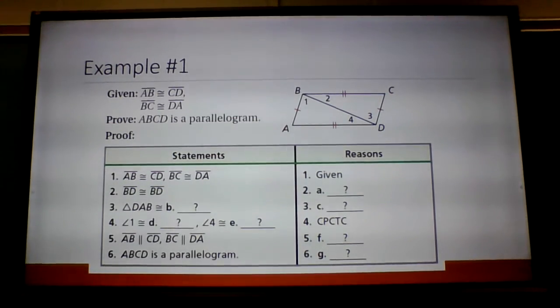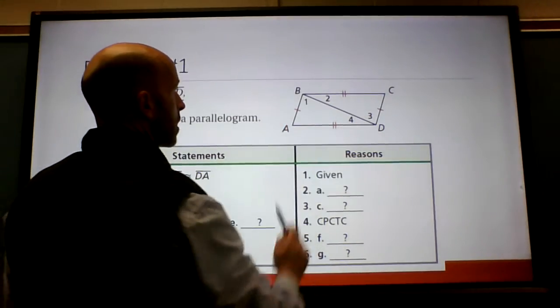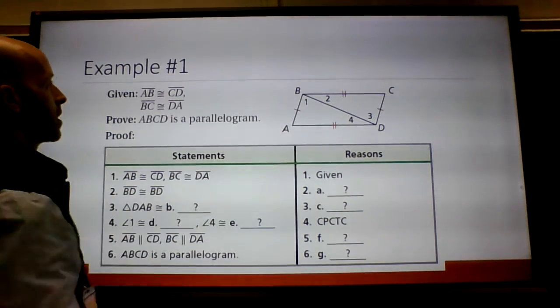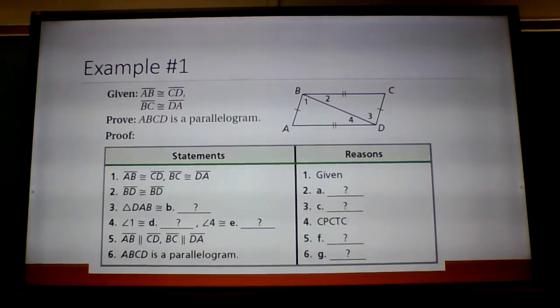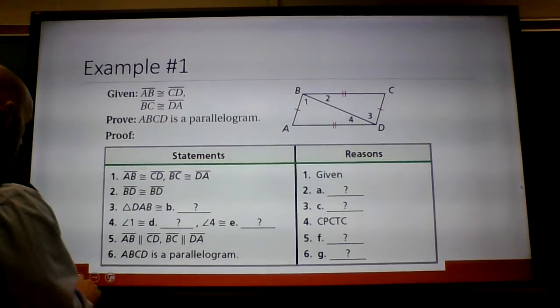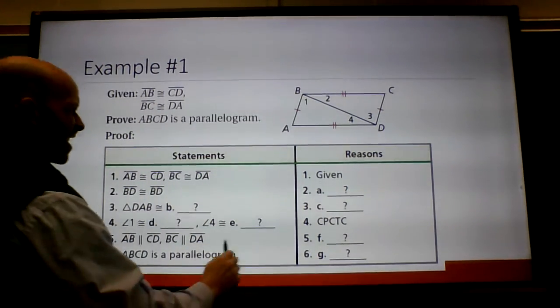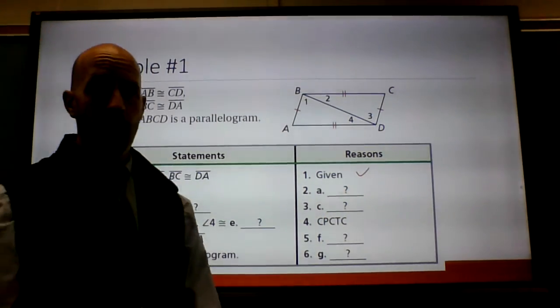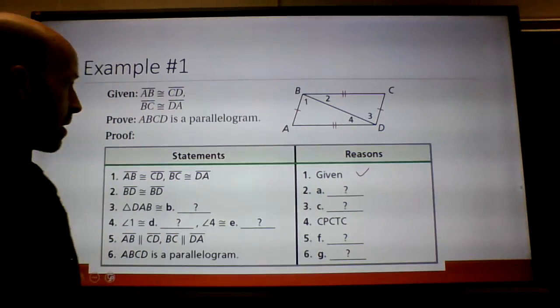We're given that AB is congruent to CD. We're also given that AD is congruent to BC. So that's our given information here, step 1. Again, remember what I'm trying to do is prove that this is a parallelogram. And remember, we found out last time that a parallelogram is a quadrilateral with its opposite sides parallel.